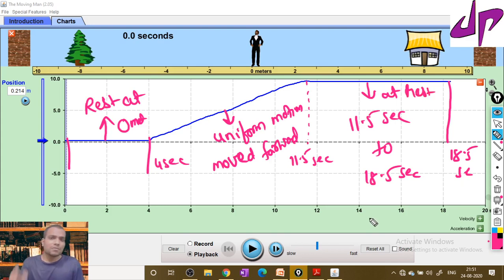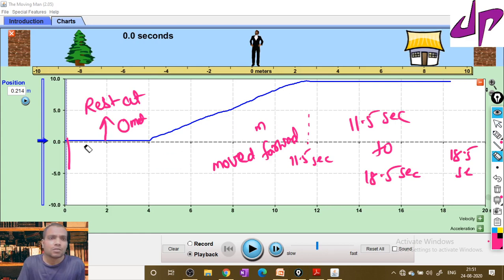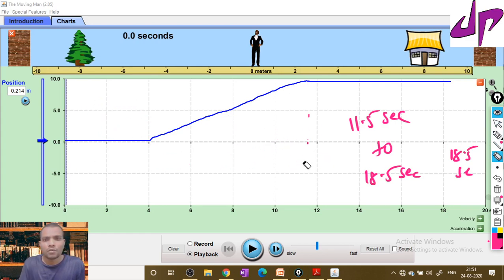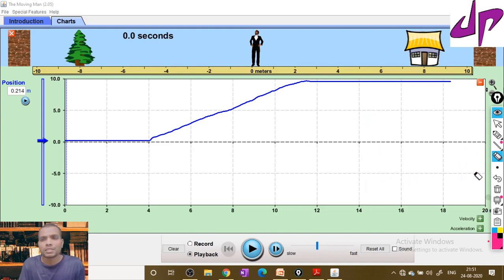So the curve represents different types of motion, and we need to understand that. If the object is at rest, what is the shape of the curve? If the object is in uniform motion, what is the shape of the curve? If the object is moving forward, what is the shape of the curve? Those things we need to interpret from the graph.